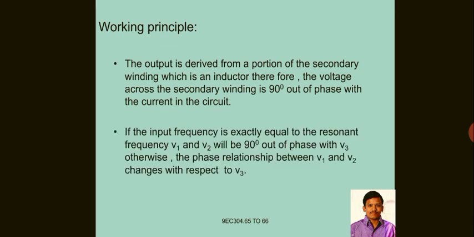So, as you know, the capacitor and inductor will have a 90 degree phase difference. If the input frequency is exactly equal to the resonance frequency, V1 and V2 will be 90 degrees out of phase with V3. Otherwise the phase relation between V1 and V2 will change according to V3.